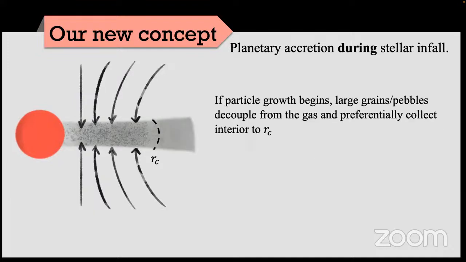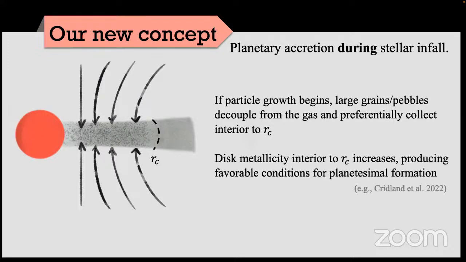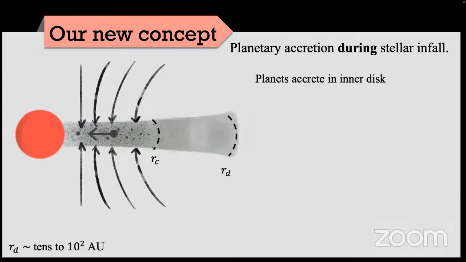Initially, the dust is coupled to the gas, but once it's in orbit, it starts to collide with other dust particles and starts to grow into larger and larger aggregates. So the larger dust particles will decouple from the gas and will preferably remain inside the inner region, while the gas itself is going to viscously spread outward. So with time, the disk metallicity will increase and will produce favorable conditions for planets to form.